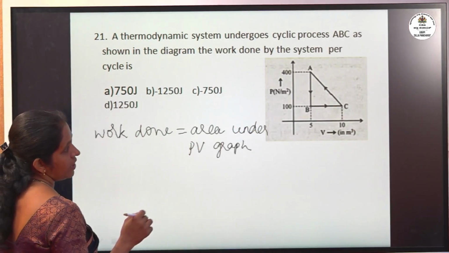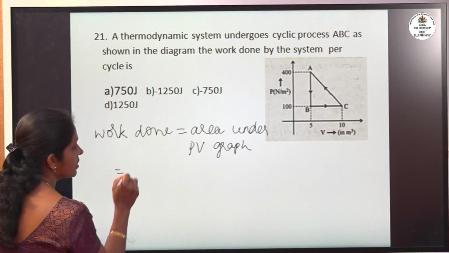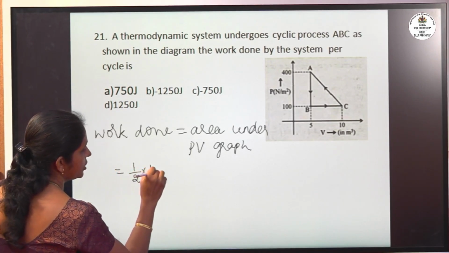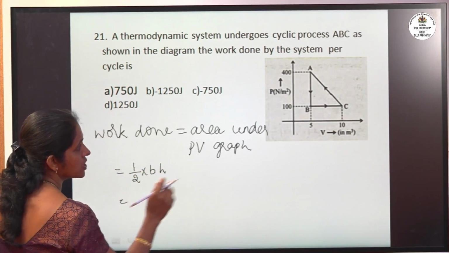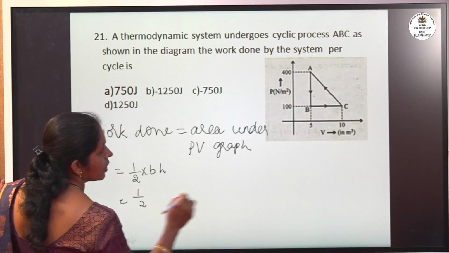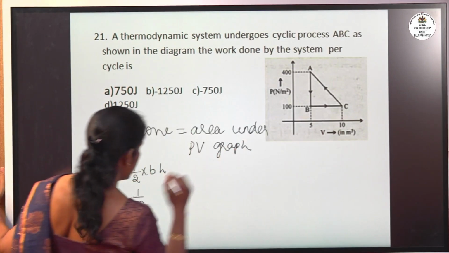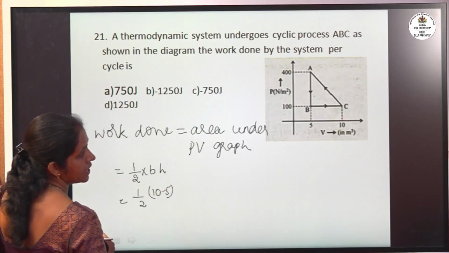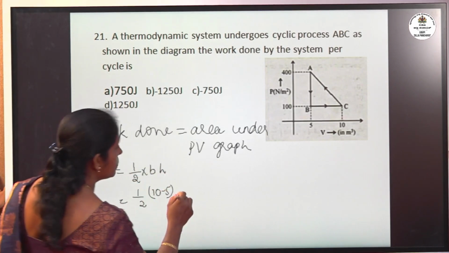Now we have to calculate the area under the PV graph. The shape of the graph is a triangle. Area of a triangle is half into base into height. The base of the triangle is volume. Change in volume: final volume is 10, initial volume is 5. Change in volume is 10 minus 5 mm cube.